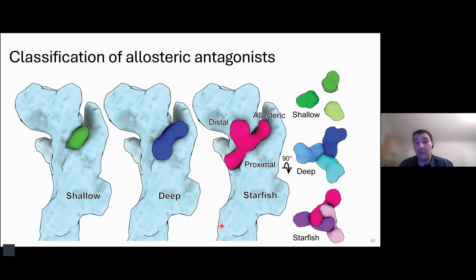And finally, we have starfish binders, exemplified by methyl blue. These molecules bind to the extended allosteric ligand binding pocket, where each arm of the ligand binds to different pockets within the larger pocket. And again, I just wanted to point out that arms of methyl blue interact with each other.